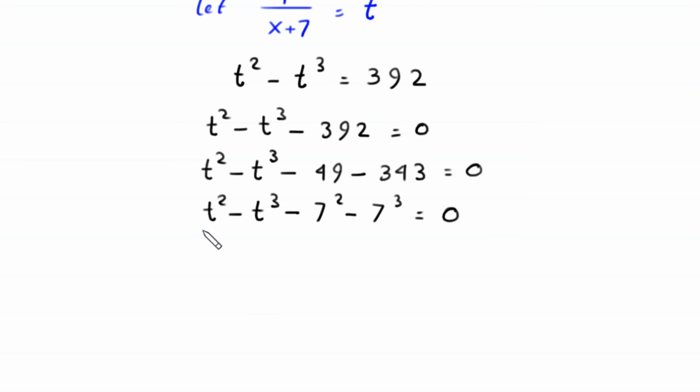Now we rearrange these terms, so we write this t^2 with this negative 7^2 and this negative t^3 with this negative 7^3. So this will become (t^2 - 7^2) - we use parentheses - (t^3 + 7^3) = 0.